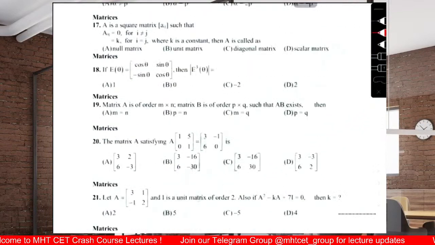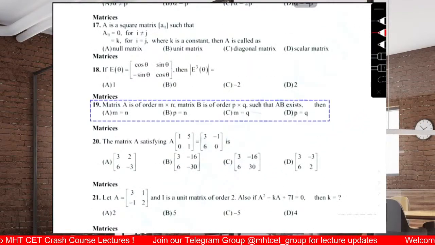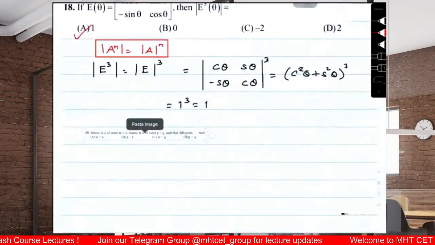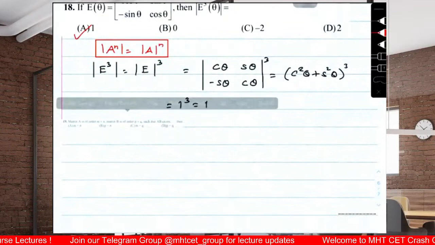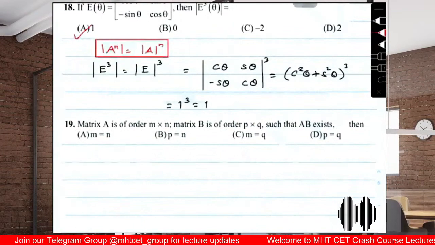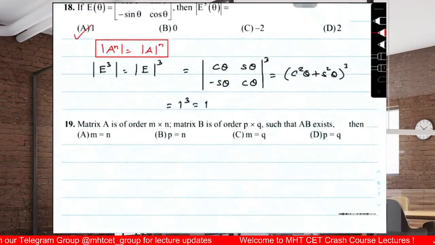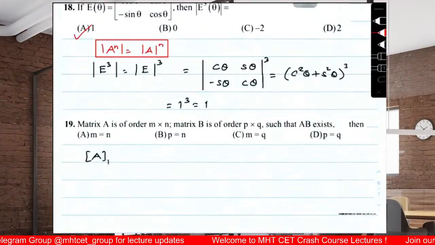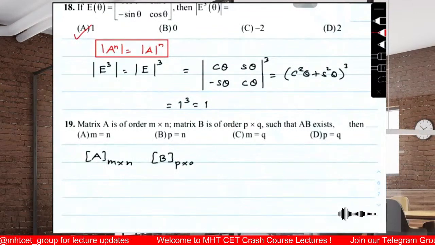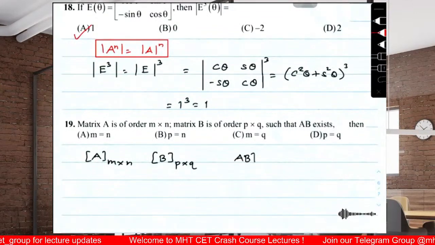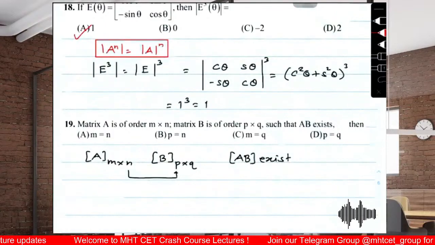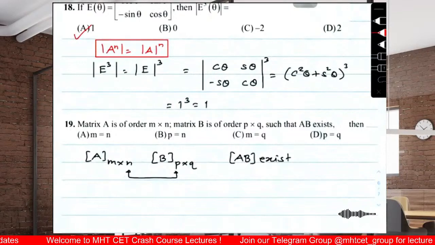19. A is of order m into n, B is of order p into q. Okay, matrix A is of order m into n and B is of order p into q, and it is given that matrix AB exists. Exist करता है मतलब ये तो सेम होनी चाहिए, right? Number of columns of A should be equal to number of rows of B.